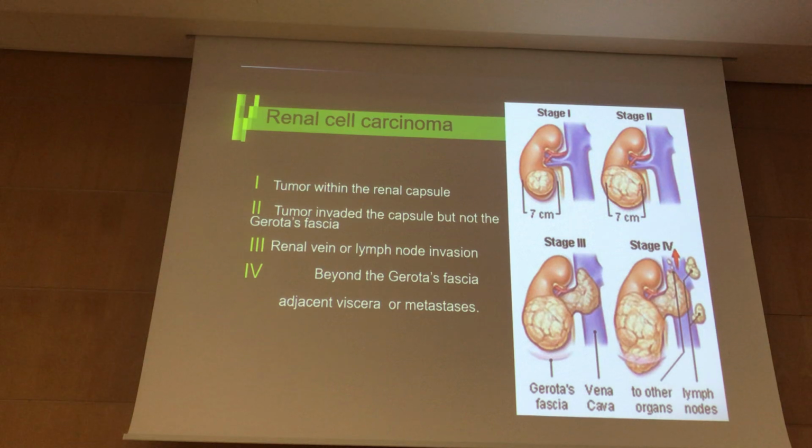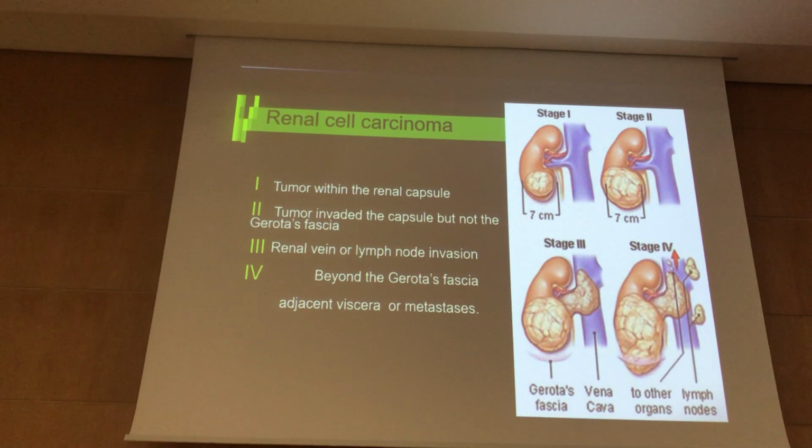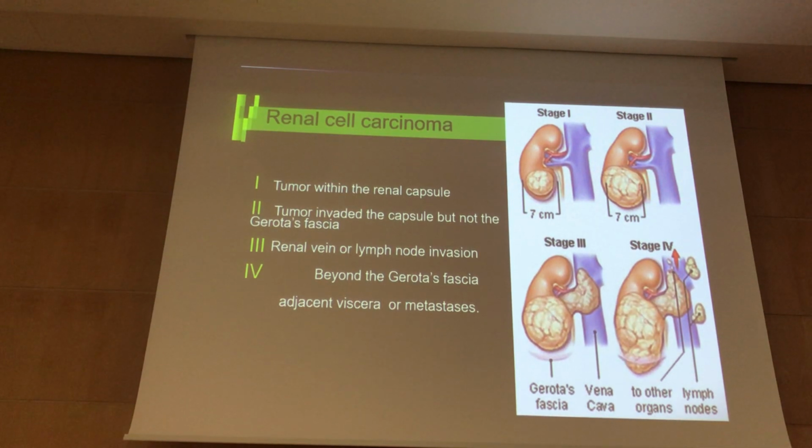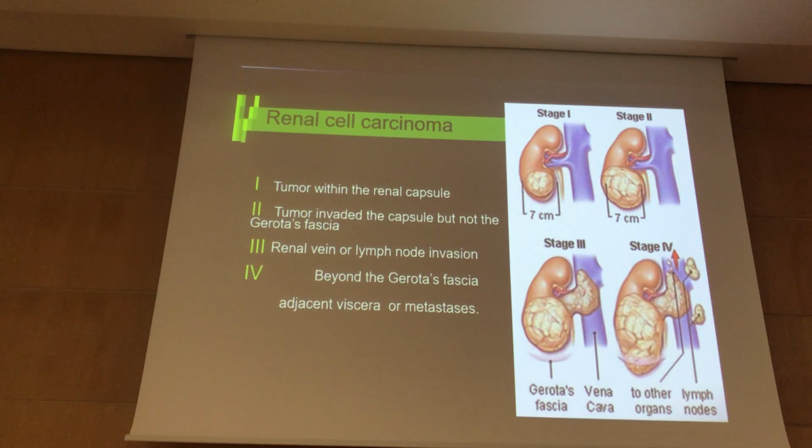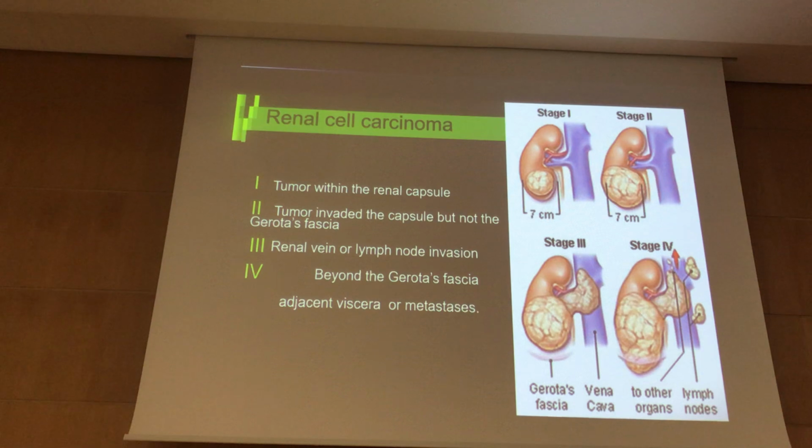Doctor, lymph nodes other than the para-aortic lymph nodes is stage 4? Any lymph node is stage 3. Obviously, when you have stage 4, you are supposed to see lymph nodes as well. Understand? Stage 4 is above stage 3. But if it is just lymph nodes, it's stage 3.